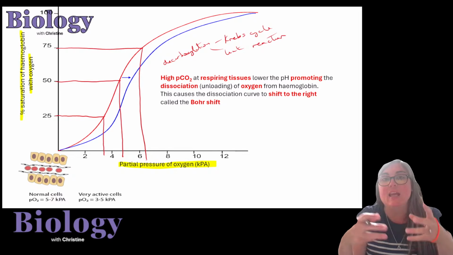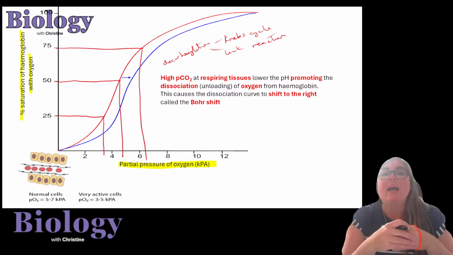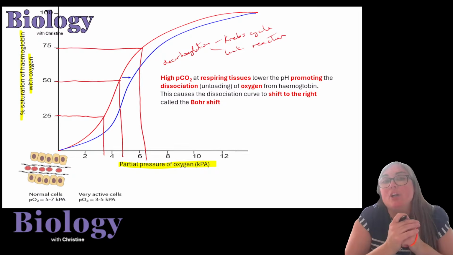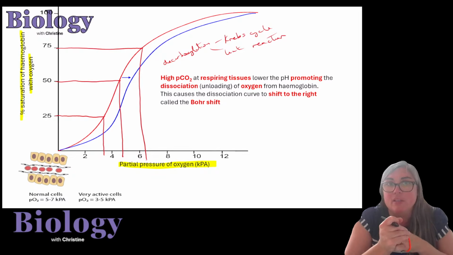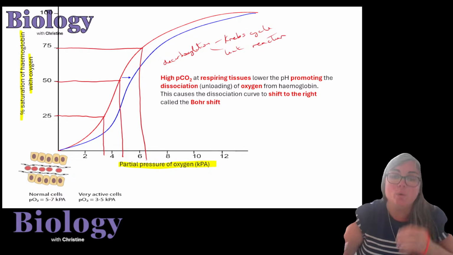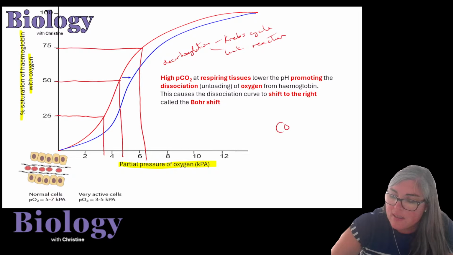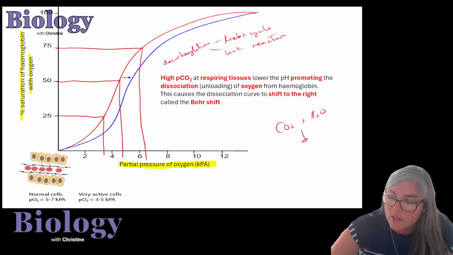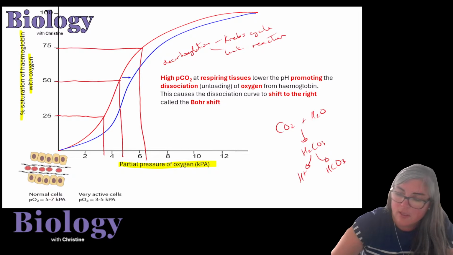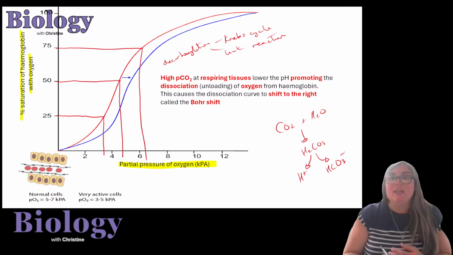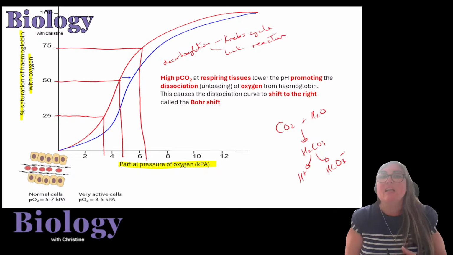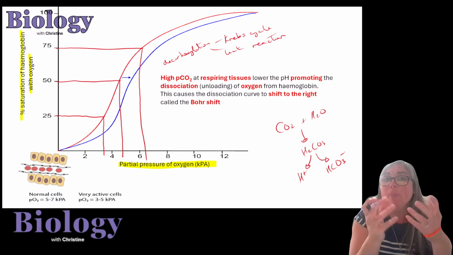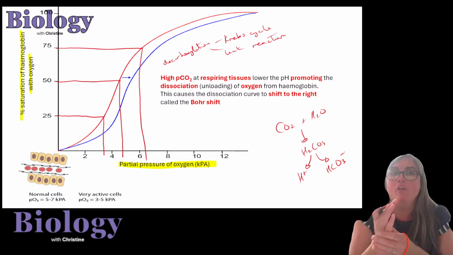Carbon dioxide is then going to diffuse, and if there is a high partial pressure of carbon dioxide at the respiring tissue, that is going to therefore lower the pH, because we just said CO2 plus H2O is going to react together to form our carbonic acid. The carbonic acid will then dissociate into our hydrogen ions and our hydrogen carbonate ions. And because it's going to dissociate, that will therefore promote the unloading of oxygen.